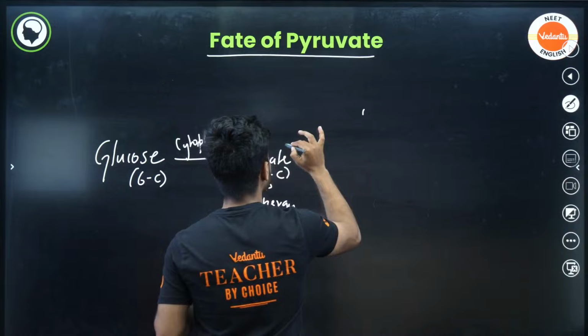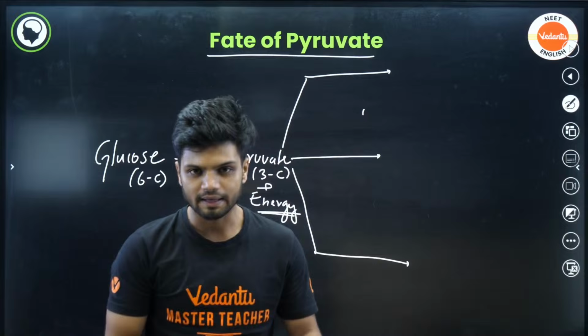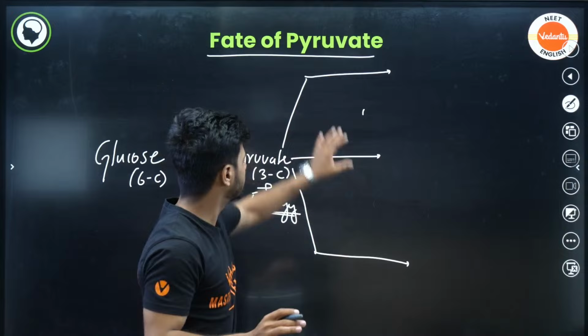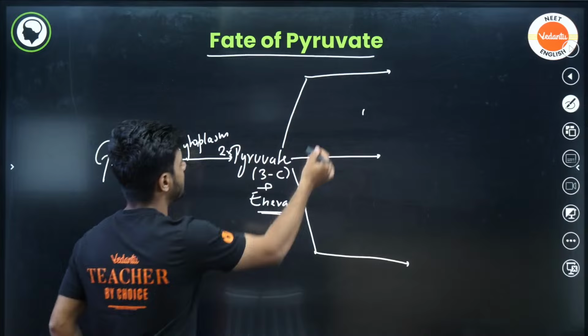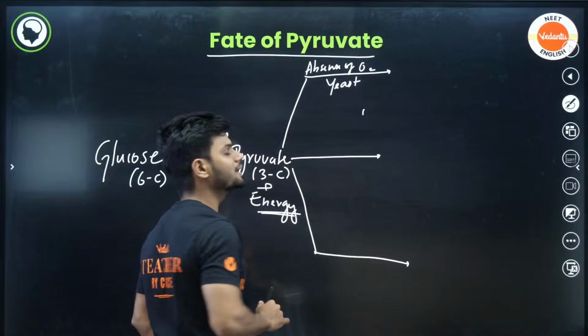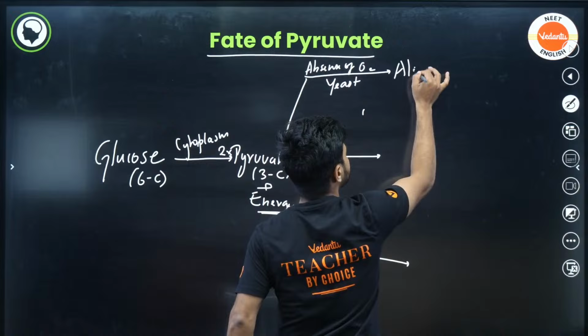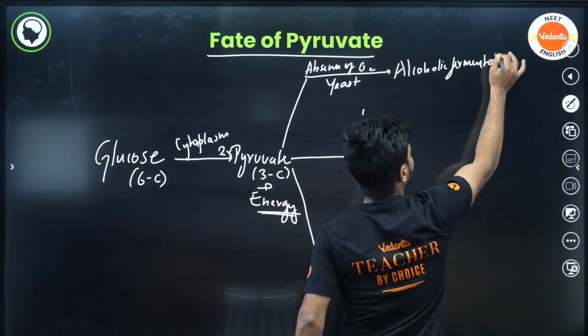I'll write down here, write down with me students. This is your class 10th diagram. This particular pyruvate right here can undergo three different processes. The first two are happening in the absence of oxygen. This is happening in the case of your yeast cells, and this is called alcoholic fermentation.